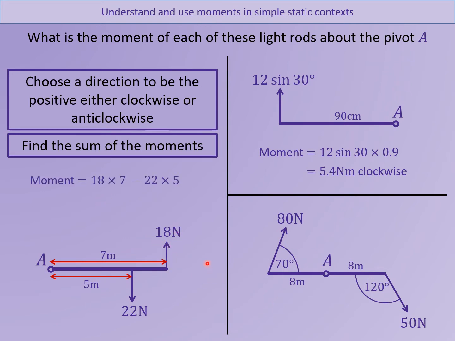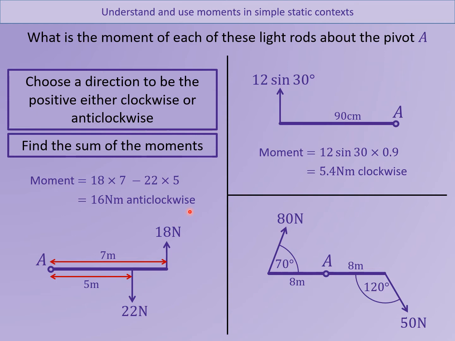So I've opted for anti-clockwise to be my positive. So I've got 18 times 7 take away, because it's in the opposite direction, 22 times 5. What do I end up with? The answer, 16 Newton meters anti-clockwise. Now, if you pick the other direction as positive, you would have had minus 16 Newton meters clockwise. And it's exactly the same answer.